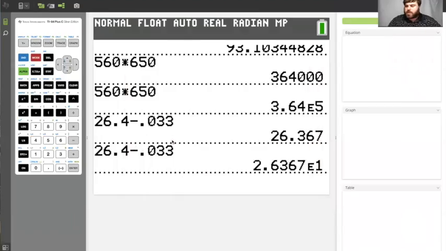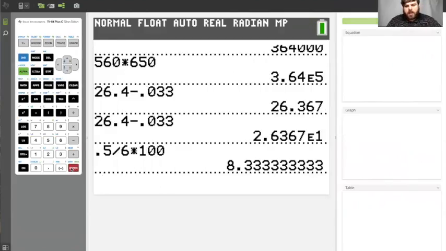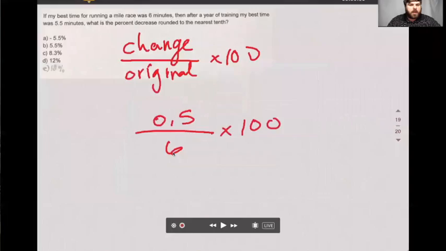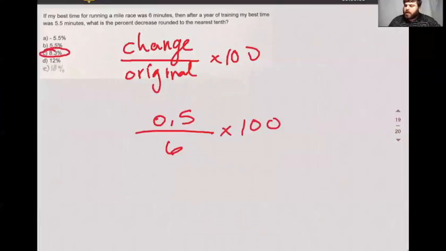Really, the trick here is just knowing that formula. So 0.5 divided by 6 times 100, 8.33. So rounded to the nearest tenth, that's going to be 8.3. Okay, don't forget, it doesn't matter that it's not negative. It did go down. If it said, what is the percent change, you would want to make sure that was a negative number because you did go down, which would just make that a negative 8.3%.